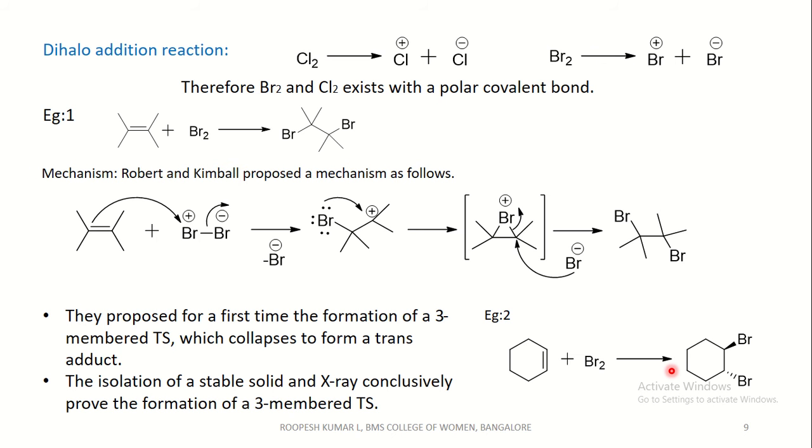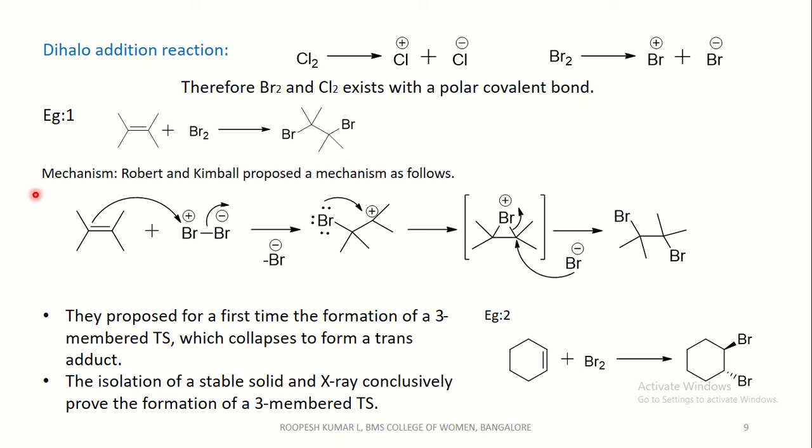Coming to the next one, the dihalo addition reaction, that is halogenation. Chlorine exists as Cl positive as well as Cl negative in solution, whereas bromine also exists as Br plus and Br minus in the solvent. Therefore, bromine and chlorine exist with a polar covalent bond. Coming to the first one, this substituted ethylene reacts with bromine to give the corresponding dibromo compound.